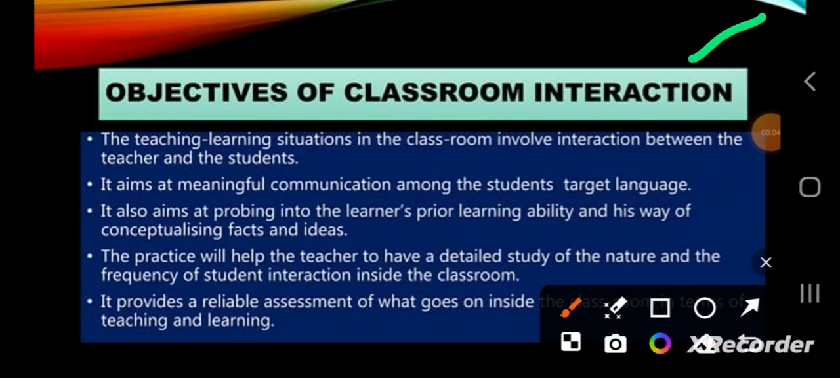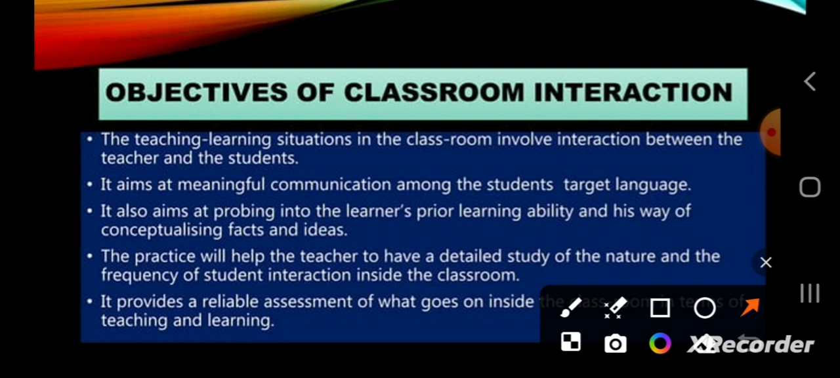Objectives of classroom interaction. The teaching-learning situation in the classroom involves interaction between the teacher and the student, ensuring meaningful communication in the target language between students and the teacher, enhancing language proficiency and practical usage. It aims at meaningful communication among the students in the target language. It also aims at probing into the learner's prior learning ability and his way of conceptualizing facts and ideas.